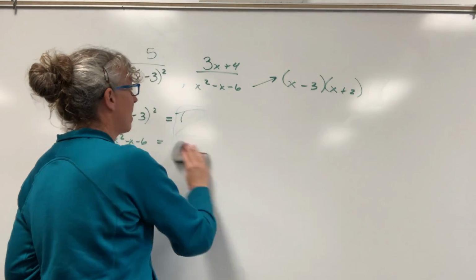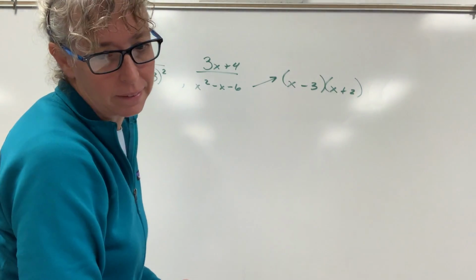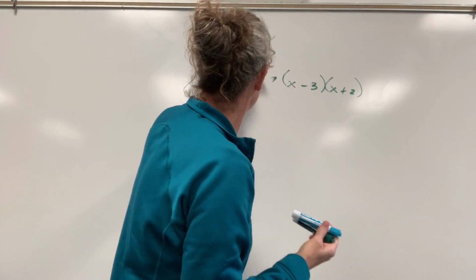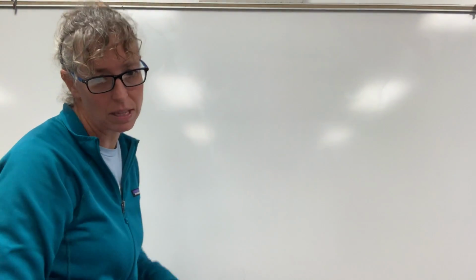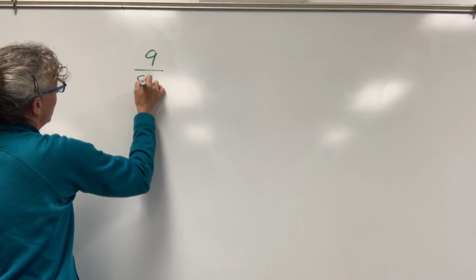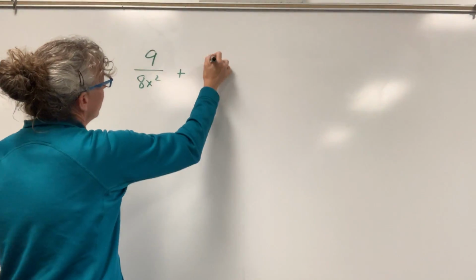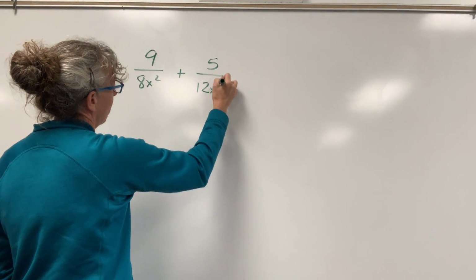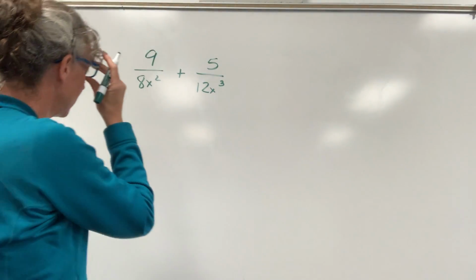Okay, do they have a common denominator on example number 3? They do not. So we have to figure out what our common denominator is going to be. So we're adding. So let's write this down. 9 over 8x squared plus 5 over 12x cubed. Okay, so step number 1 is to find my common denominator. Okay, so let's figure that out.